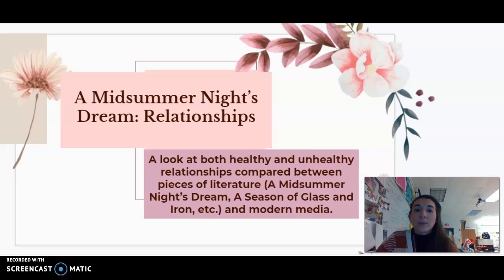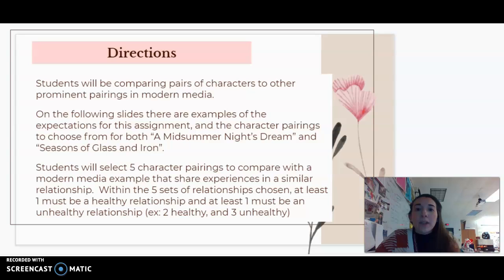Now, when I say forms of modern media, I'm indicating that we can use TV shows, cartoons, comics, live action media such as pop culture and things of that nature to compare the relationships that we are seeing unfold in our literary pieces to see why it is that maybe we try to relate to both characters that have healthy and unhealthy relationships. So for this assignment, students will be comparing pairs of characters to other prominent pairings in modern media.